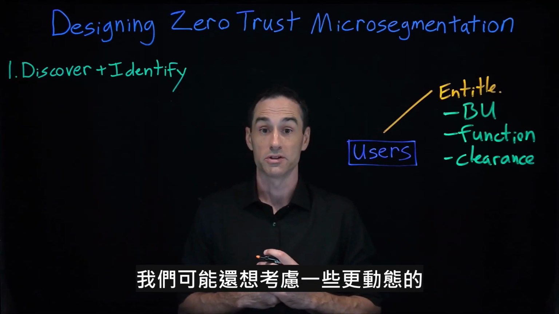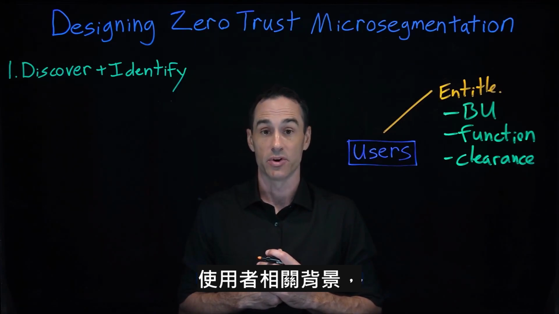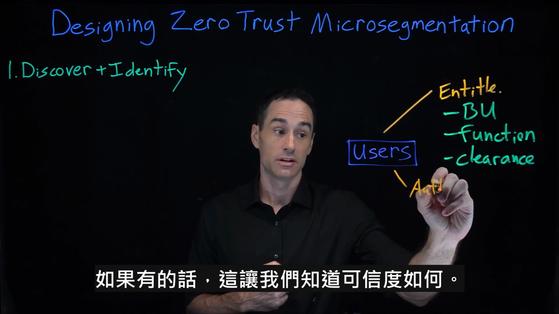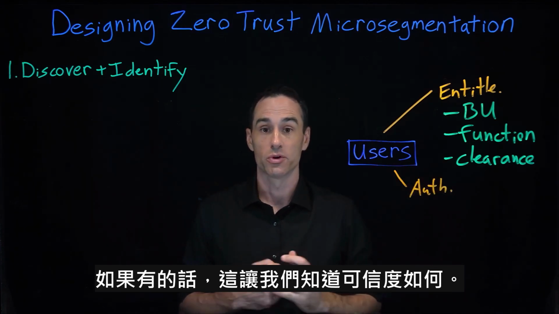We might also want to consider some of the more dynamic context around the user, such as which authentication method is being used, if any, which lets us know how trustworthy the session is.